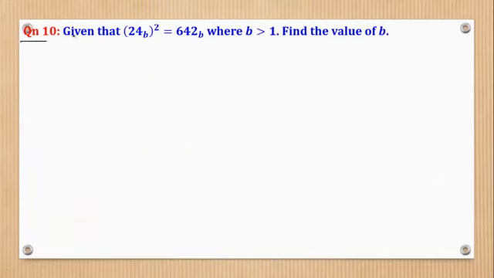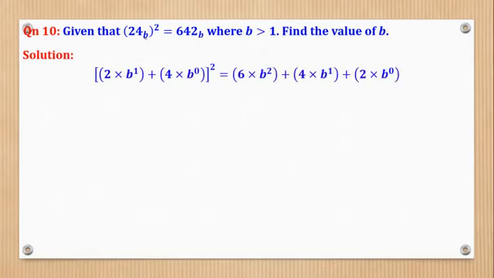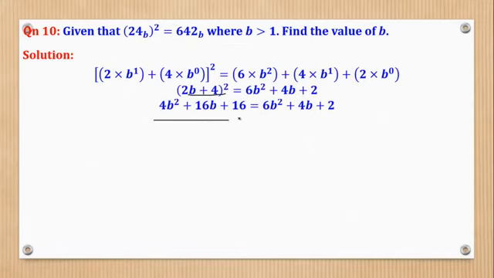Then question 10, given that this is equal to this, where b is greater than 1, find the value of b. So the first thing to do is to convert to base 10. So this 24 base b to base 10 gives you this, but it is squared, so bring the power there. Then convert this to base 10 to give you this. Simplify. This gives you that, and this gives you this. Expand this, because now it is in base 10, to give you this.